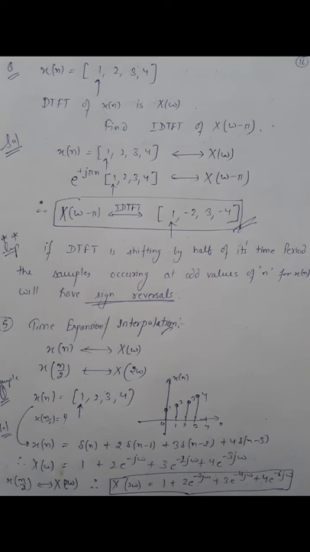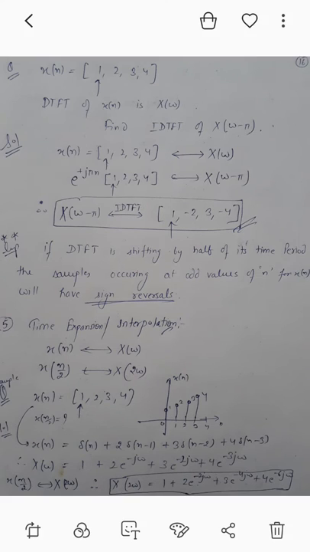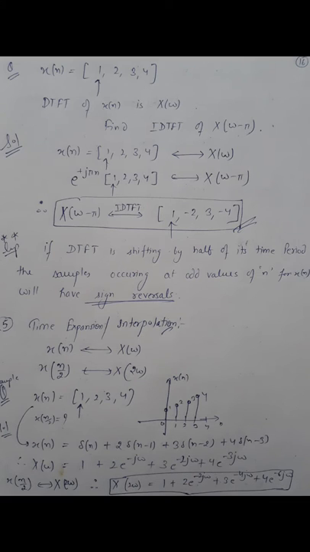Let x of n equal 1 2 3 4. I just represent the given sequence in graphical form on the right hand side. So x of n can be represented as delta of n, as at n equals 0 its value is 1, plus 2 delta of n minus 1, plus 3 delta of n minus 2, plus 4 delta of n minus 3. So X of omega will be 1 plus 2 e raised to power minus j omega, plus 3 e raised to power minus 2 j omega, plus 4 e raised to power minus 3 j omega.